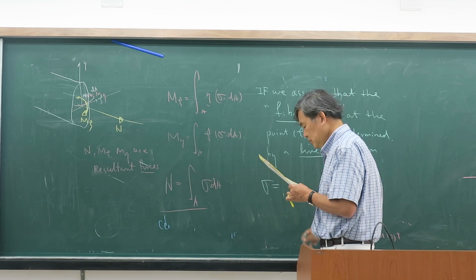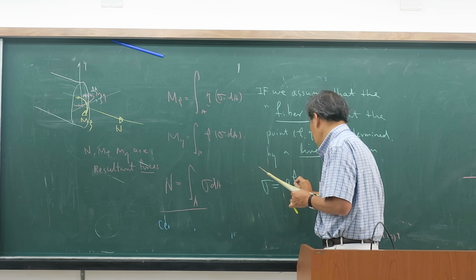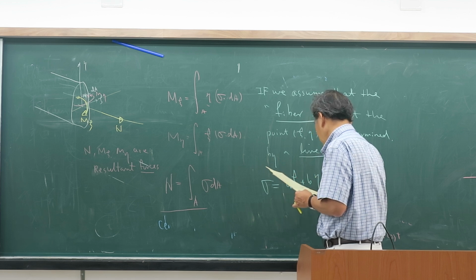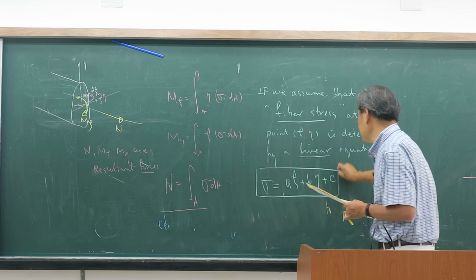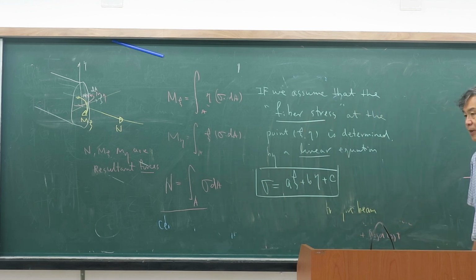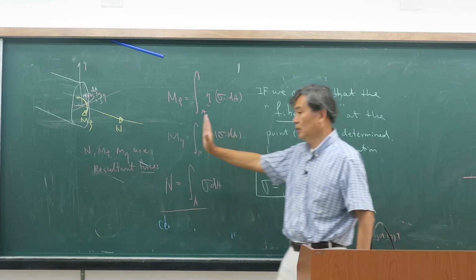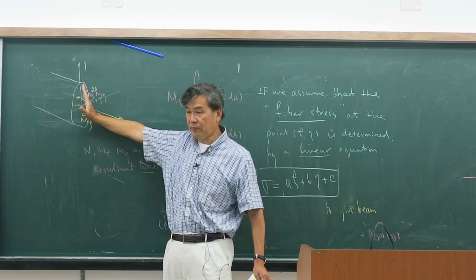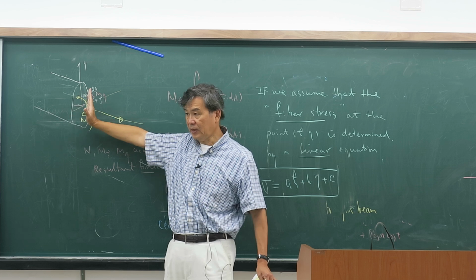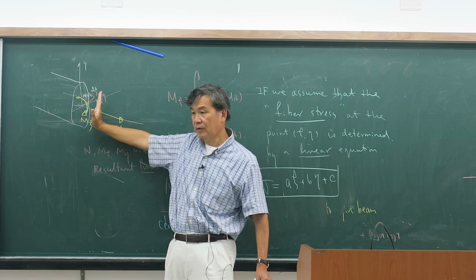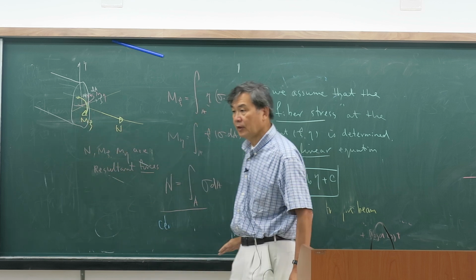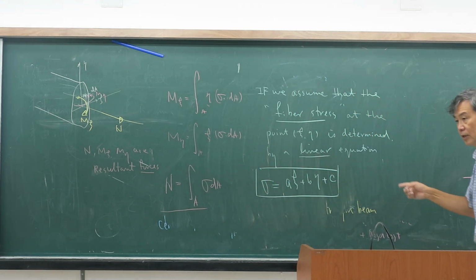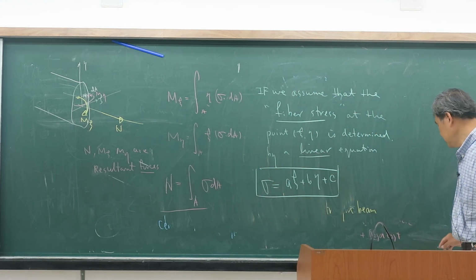Sigma is A xi plus B eta plus C. So we assume this is a linear relationship between the sigma and the coordinate system. That means this is a stress as a plane. Okay, it's a plane. Okay, it's supposed to be similar to plane the idea. But this is not the third motion. Okay, assume this.